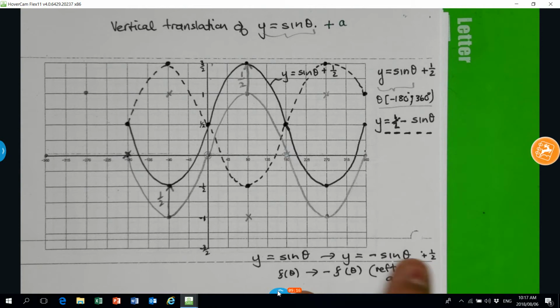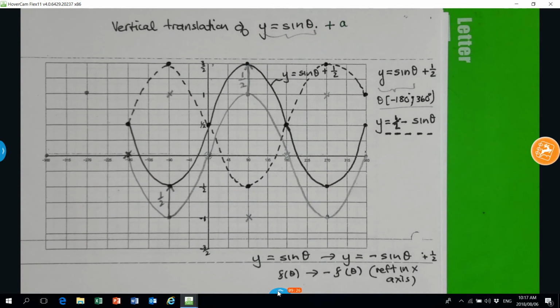Okay, so there was two transformations to the mother curve. A reflection in the theta axis, on the x-axis, the horizontal axis, and then a translation of a half upwards. I hope that made sense for you.